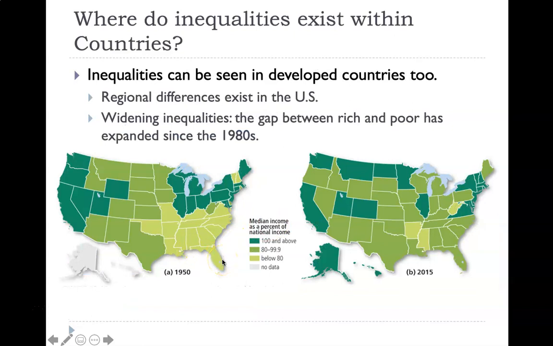We can look at this in the United States too. The inequalities can be in developed countries as well. Generally the South, in the 1950s, shows a clear difference. The gap between rich and poor has expanded since the 1980s, but we have seen this even out just a little bit, in terms of the South being less poor. We'll talk a little bit more about that in chapter 11 when we talk about industry and how that has moved to the South.